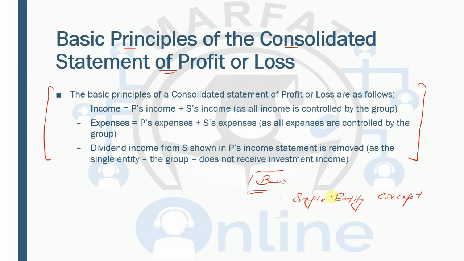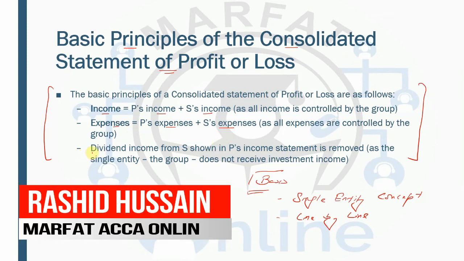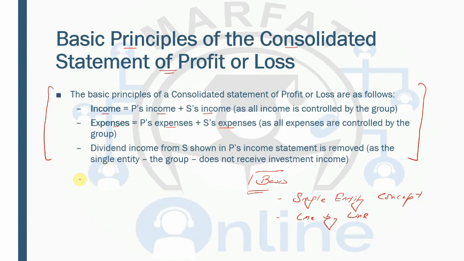The second thing you need to understand is line by line basis. The consolidation is done on the line by line basis. Like for example, you take the revenue, parent's revenue plus subsidiary's revenue. Again, expenses, parent's expenses plus subsidiary expenses. And if there are intra-group transactions, like for example, intra-group interest, intra-group dividends, all those intra-group balances will be eliminated and will be removed.